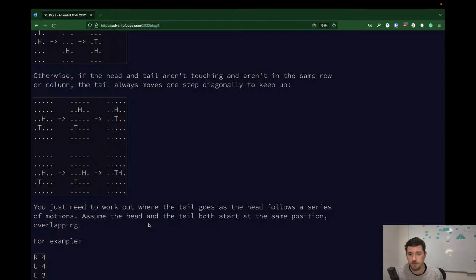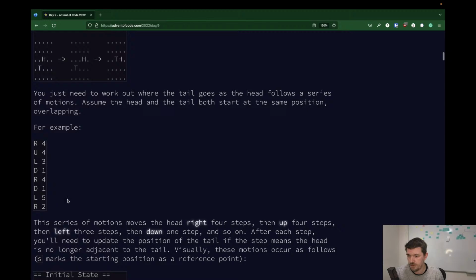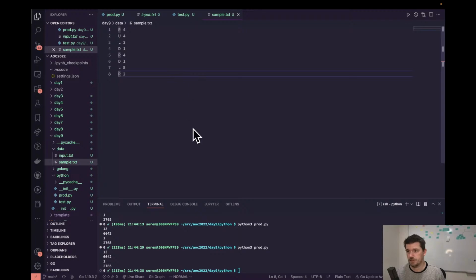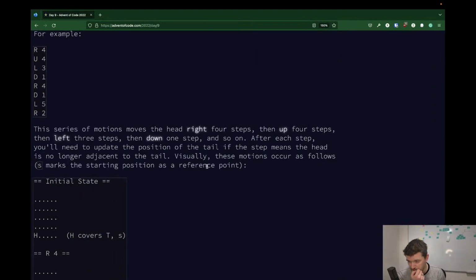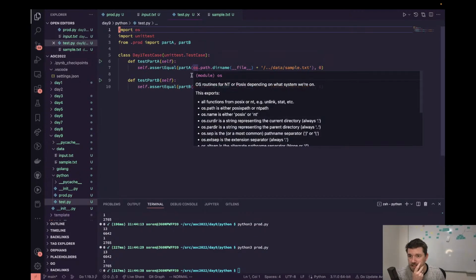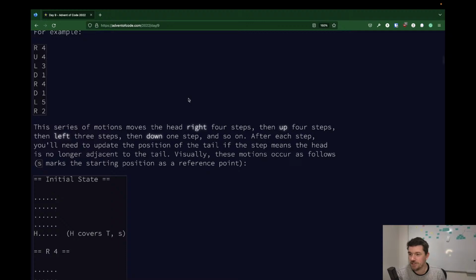Assume the head and the tail both start at the same position, overlapping. For example, there's a series of moves here that I, as always, copy into my sample here. I didn't do this today, though. Apparently I'm getting all antsy, and I skip over the steps that help me move fast. It's dumb. Anyway, this series of motions moves the head right 4 steps, then up 4 steps, then left 3 steps, then down 1 step, and so on.